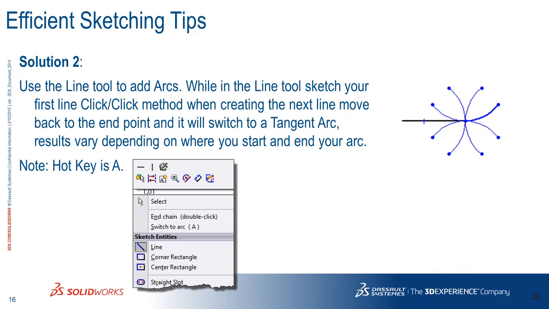Using the line tool to add arcs. When you're in the line tool, sketch your first line, the click-click method versus click-drag. When creating your next line, move back to the end point and pull it out. It's going to switch to a tangent arc for you. You've got all 8 different positions that we see on the screen there, and the results vary depending on where you start and end your arc.